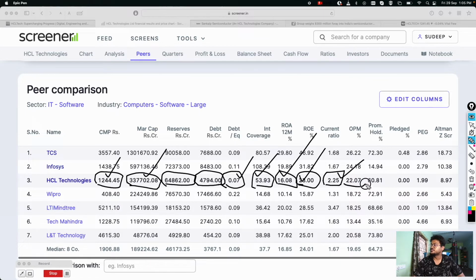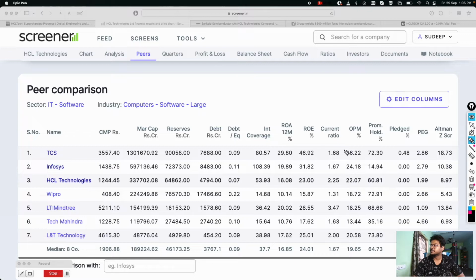Operating profit margin is 22.07. As you can see, it is at the third position in market cap, and operating profit margin wise also it is at the third position, at 22. We can see TCS is the leader at 26 and Infosys is at 24. But it is much better than the median, which is 19.65%. So that's a very good thing, and all the criteria are satisfied.